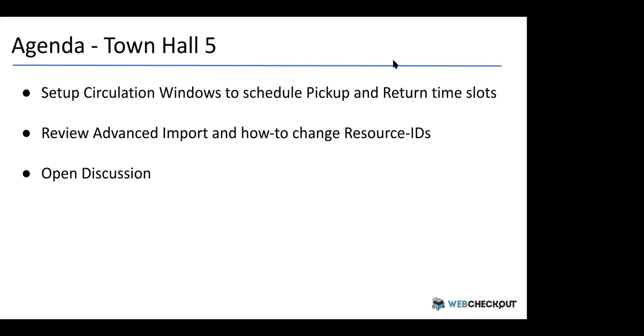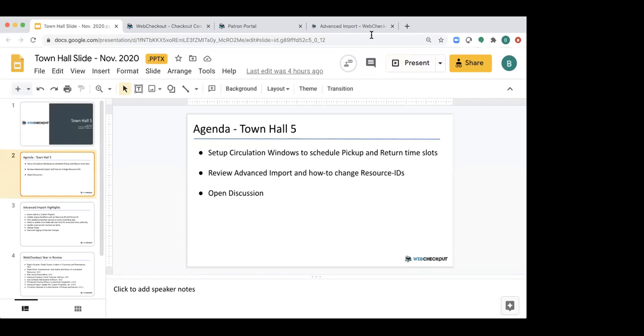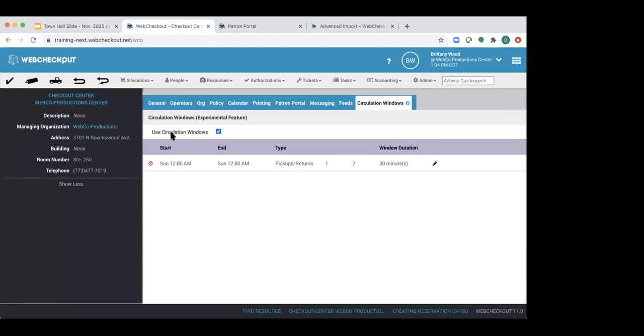Let's get started. All right, we're opening up WebCheckout now, so you should see my screen begin to move. So we're going to begin with a review of one of our newest features, circulation windows. Circulation windows is a new checkout center setting, which became available in version 10. As requested by many of our users, circulation windows creates user-friendly pickup and return time options within Patron Portal and WebCheckout. You can also define the number of pickups and returns within certain times of day or days of the week.